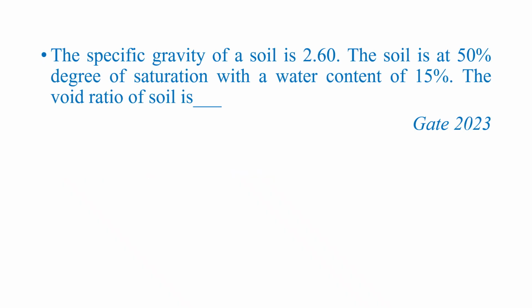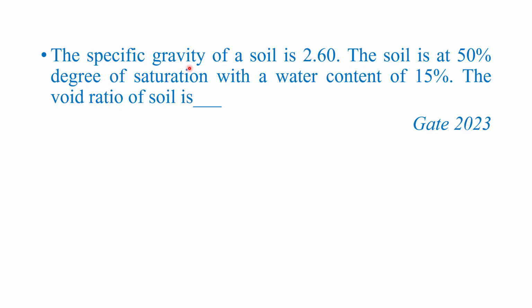Let us solve another GATE question of 2023 from the topic phase relationships and learn a concept through it. The specific gravity of a soil is 2.60. The soil is at 50% degree of saturation with a water content of 15%. The void ratio of soil is? In this question, the parameters degree of saturation, water content and void ratio were already discussed in the last video. The undiscussed property is specific gravity of soil.